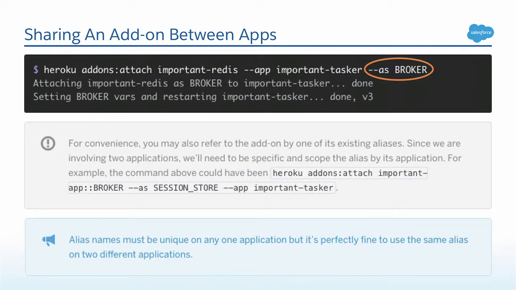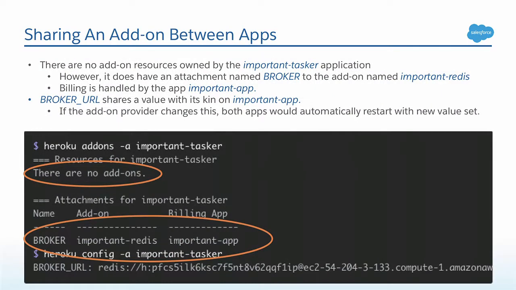Using the heroku addons:attach command, you can share an add-on between apps. In the example shown, we are attaching the important Redis add-on to our important tasker app with the alias broker. Let's look at the add-ons and config vars on the second application, important tasker. There are no add-on resources owned by the important tasker application. However, it does have an attachment named broker to the add-on named important Redis.